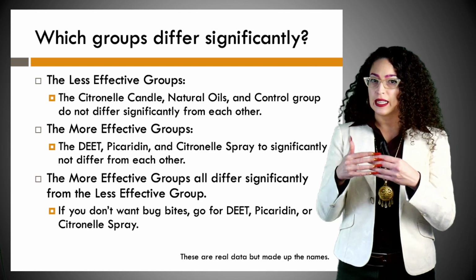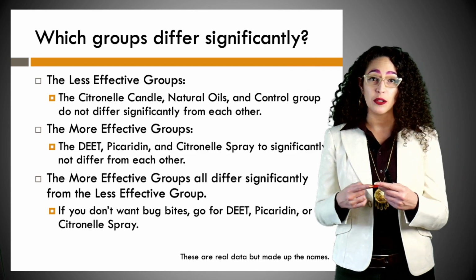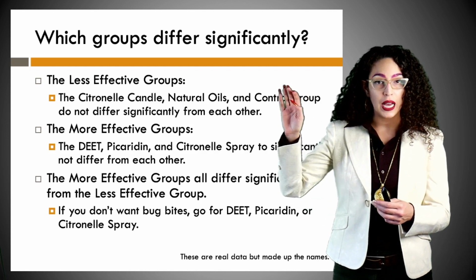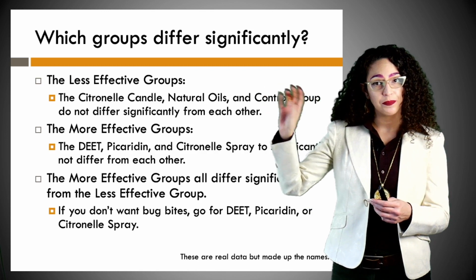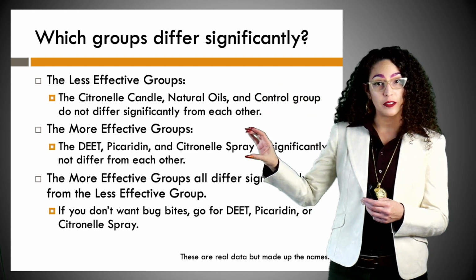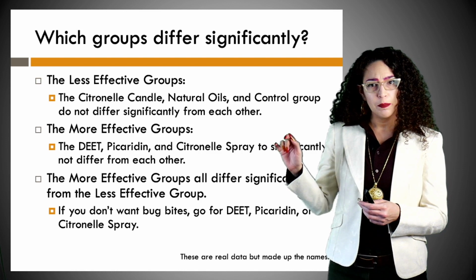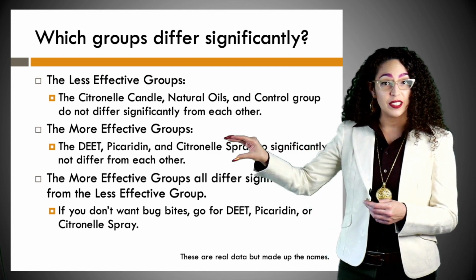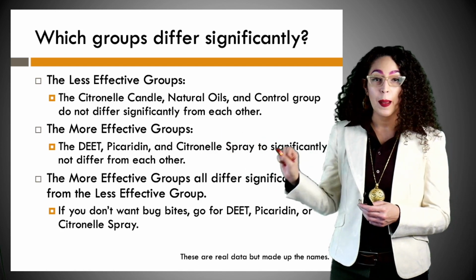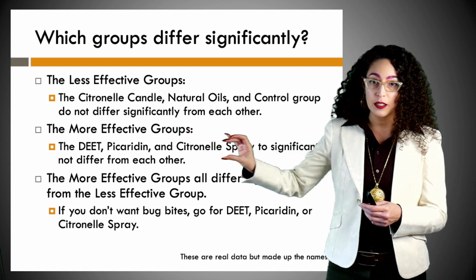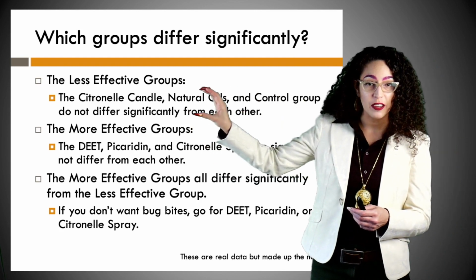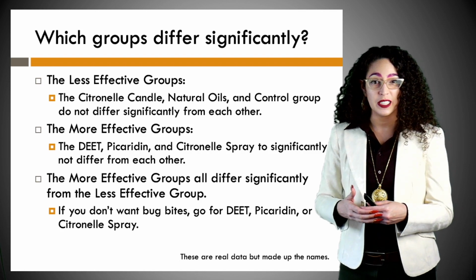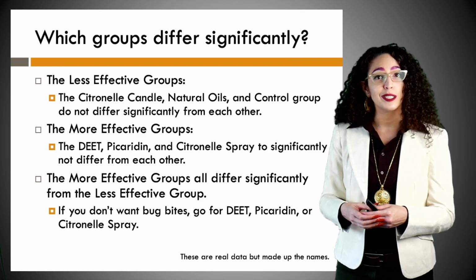We had this less effective group, which was comprised of the citronelle candle, natural oils, and the control group. All 3 of them did not differ significantly from each other. Then we had this more effective group here, which was the DEET, picaridin, and citronelle spray, and these did not differ significantly from each other. But every single one in this group did differ significantly from every single one in this group. So if you don't want bug bites, you should go for the DEET, picaridin, or citronelle spray.